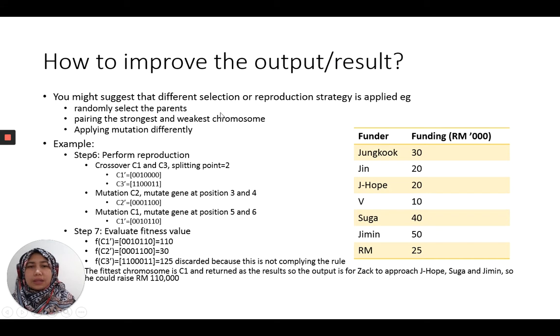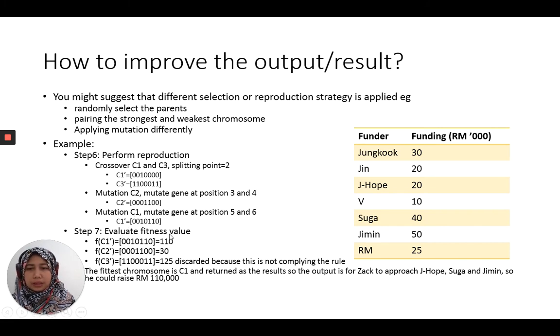You might suggest a different selection or reproduction strategy as listed in the slide. So let's say for step 6, we perform the reproduction differently. We cross over C1 and C3 and we use a different splitting point. So we will generate new offsprings. Then the mutation also is done differently, although on C2, but we specify that the genes at positions 3 and 4 will be mutated, and we want to also perform mutation on C1.